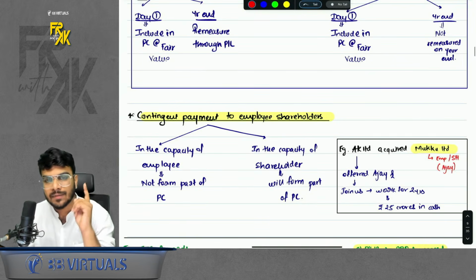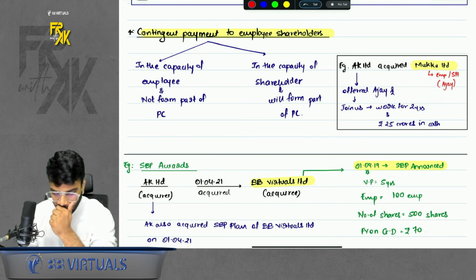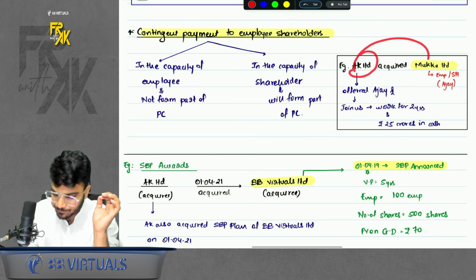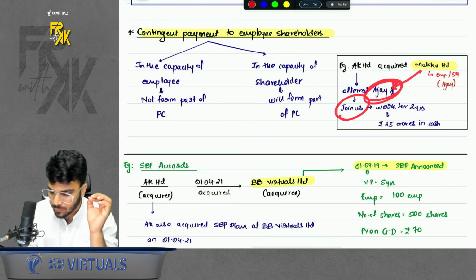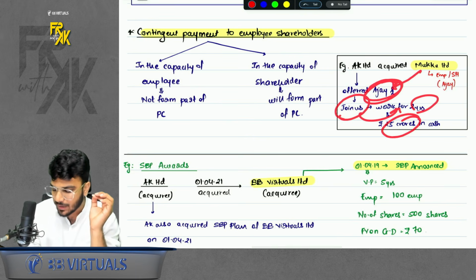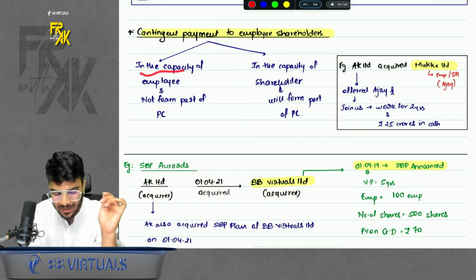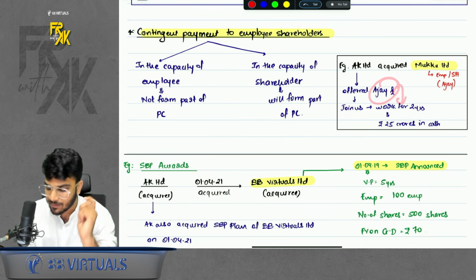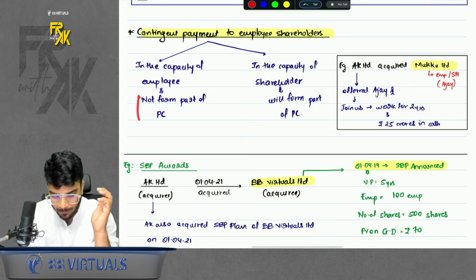Based on contingency, one more point was discussed, and that was contingent payment to employee shareholders. Okay, now what is the meaning of contingent payment to employee shareholders? Let's say I acquired a company and I acquired one of its employees also. I told this person that if you work for me, I will give you 25 crores in cash. So is this 25 crores PC? The answer is no, because this is paid in the capacity of employment, because he will join me, he will work for me, that is why I will pay 25 crores. So I am promising this in the capacity of employment, so it does not form part of PC.